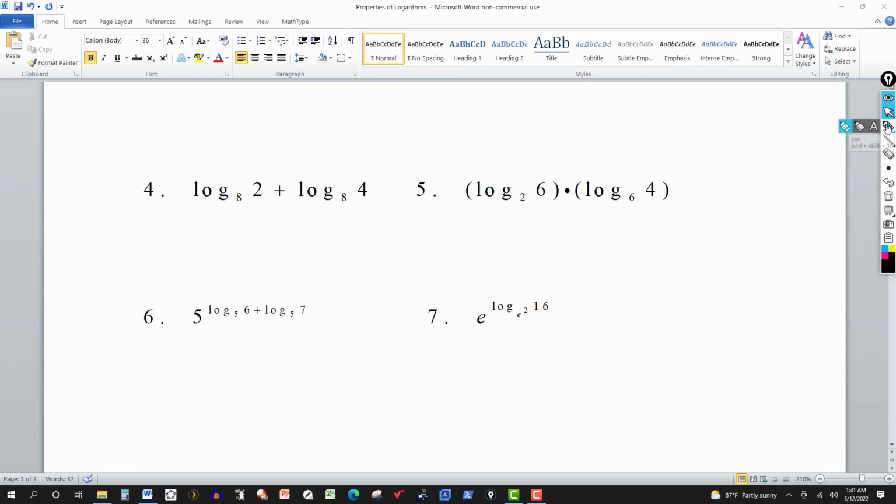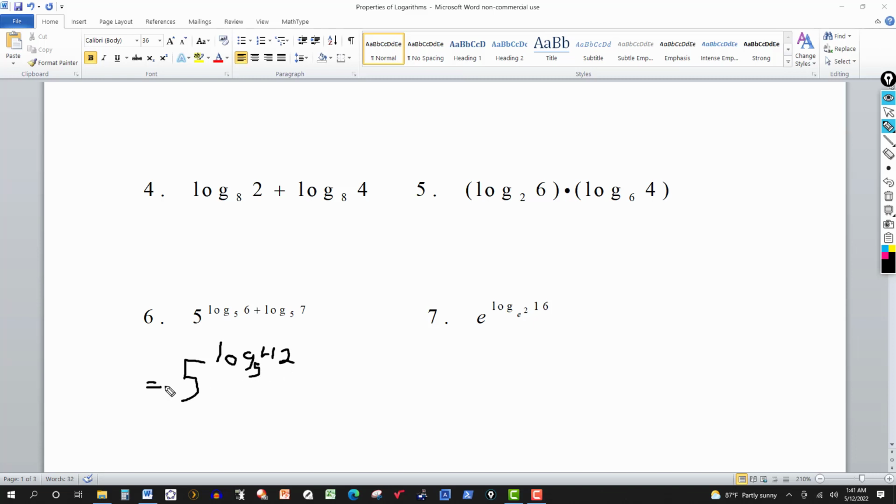Now let's look at the next one. It's 5, and then that's an exponent. So it's 5. And this is the sum here. So if you have a sum, using the properties of the logs, you can write that as a product. That will become the log of 6 times 7, which is 42. And the base, of course, is 5.